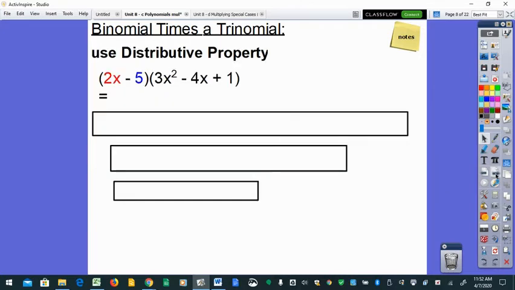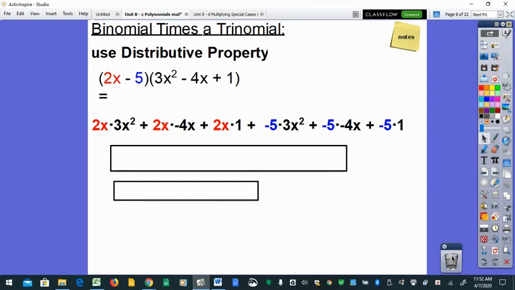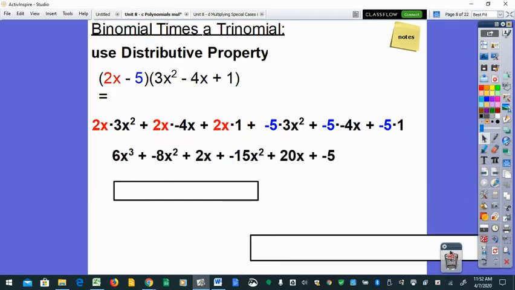How about if you try this one? So pause the video and give it a go. Okay, so let's see how you did. Here are the steps. This is not necessary to have written down, but just in case you don't have the next part, I want you to see where it came from.